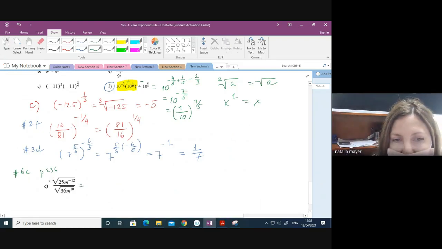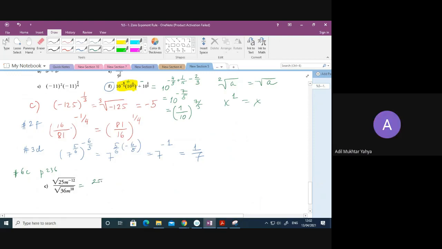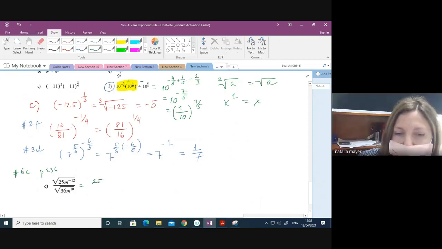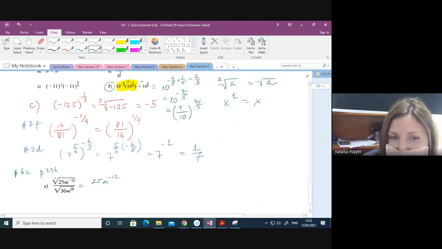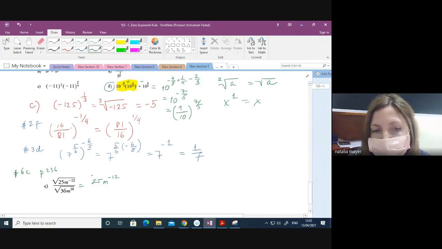So what kind of root is it? It's a square root. You see, there is no index here, so the index is 2. If it's a square root, then the rational exponent is 1 over 2. Down below, the same thing.